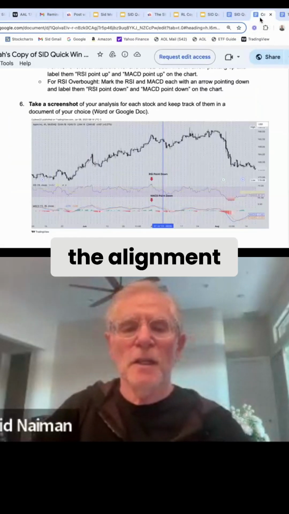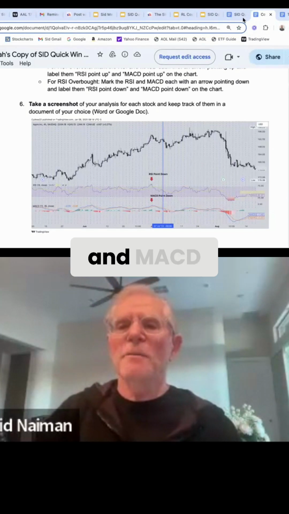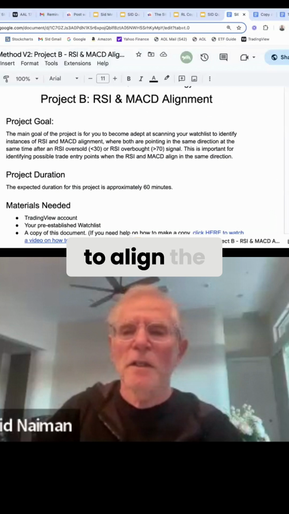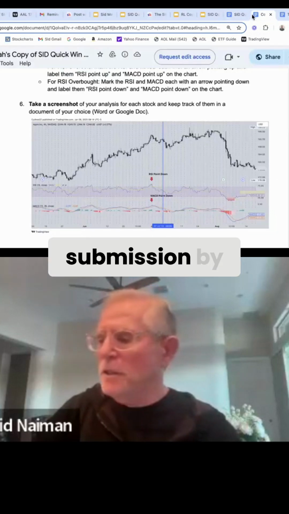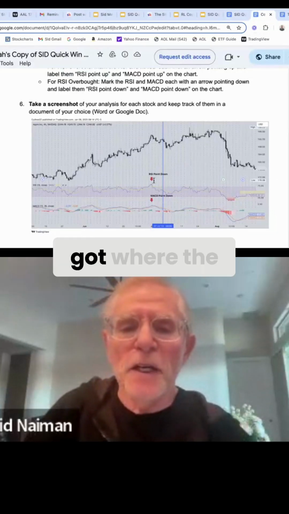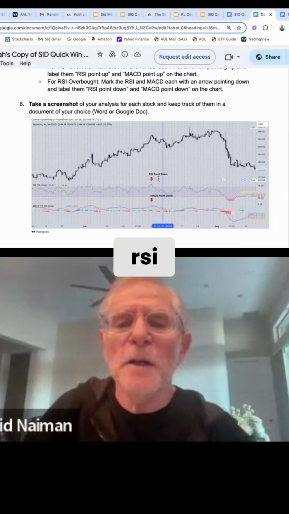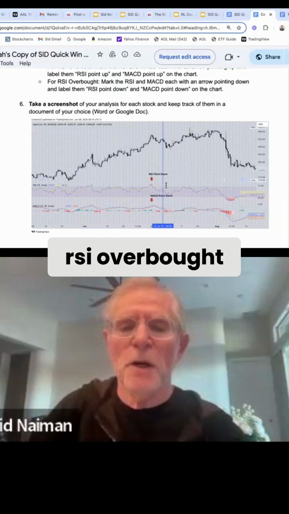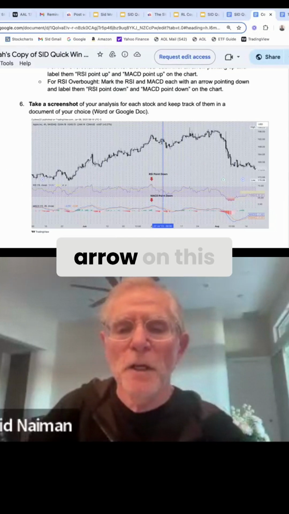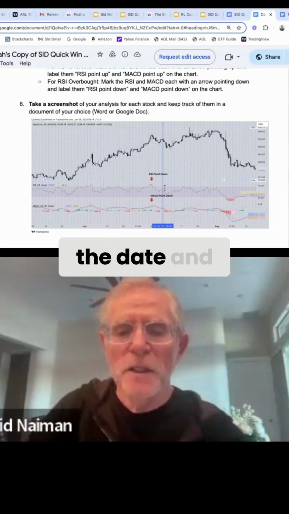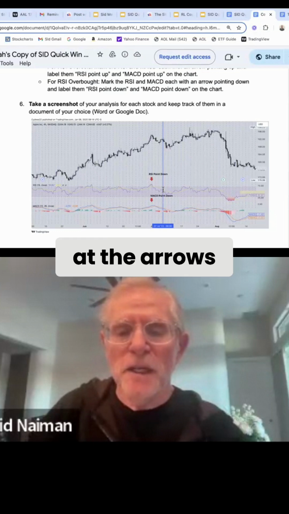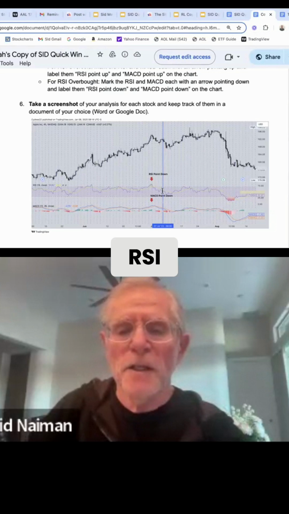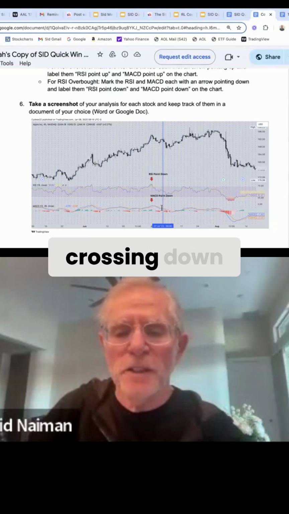Second project, the alignment with RSI and MACD. So here is the project, and basically we're looking to align the two. In this submission by Latifa, you've got the RSI pointing down, which is the overbought area, so I label that RSI overbought. And then here you'd put an arrow on this date. I said, pick the date, and based on that date, look at the arrows and put the arrow for the RSI and the MACD. So I'd put an arrow here for RSI pointing down and MACD crossing down right here.